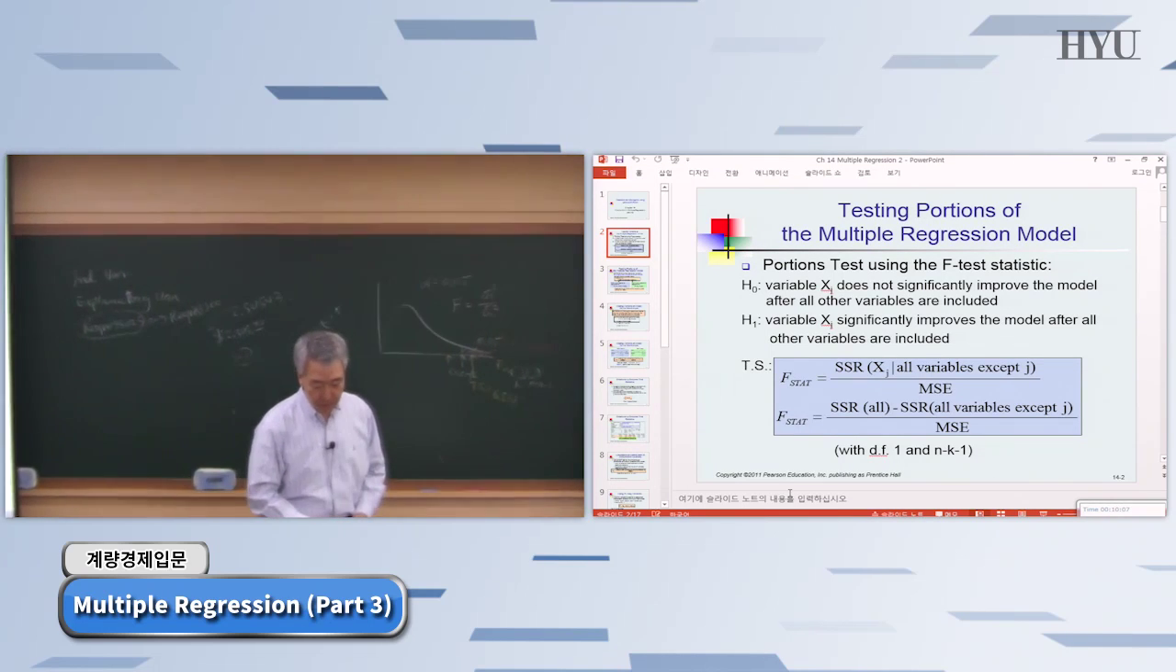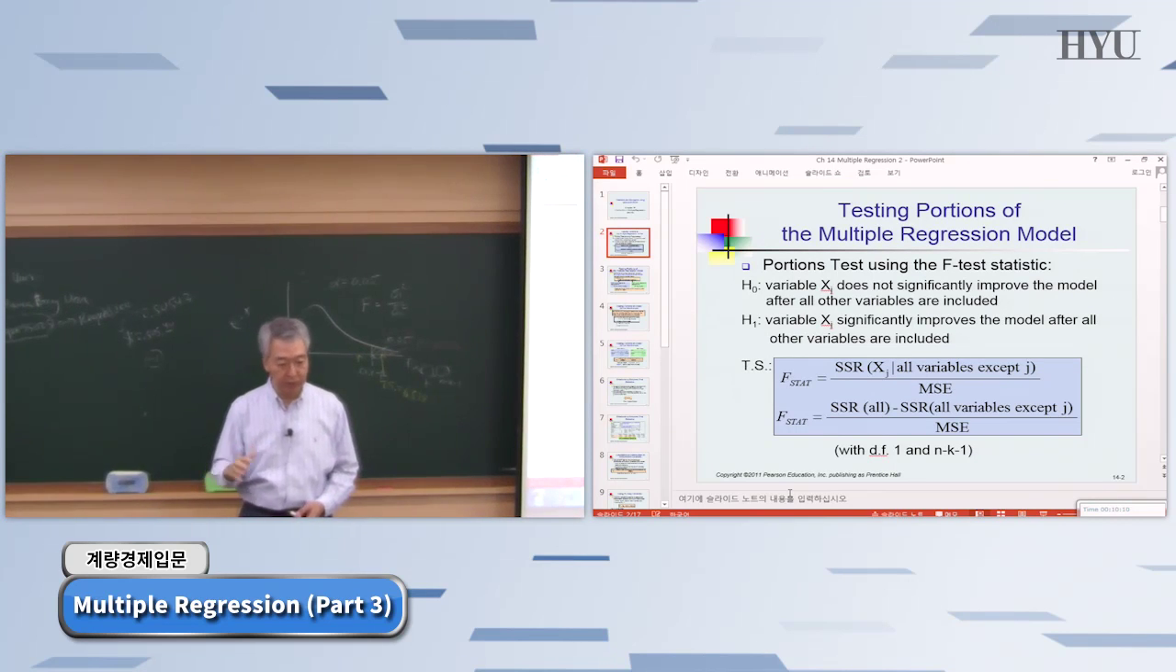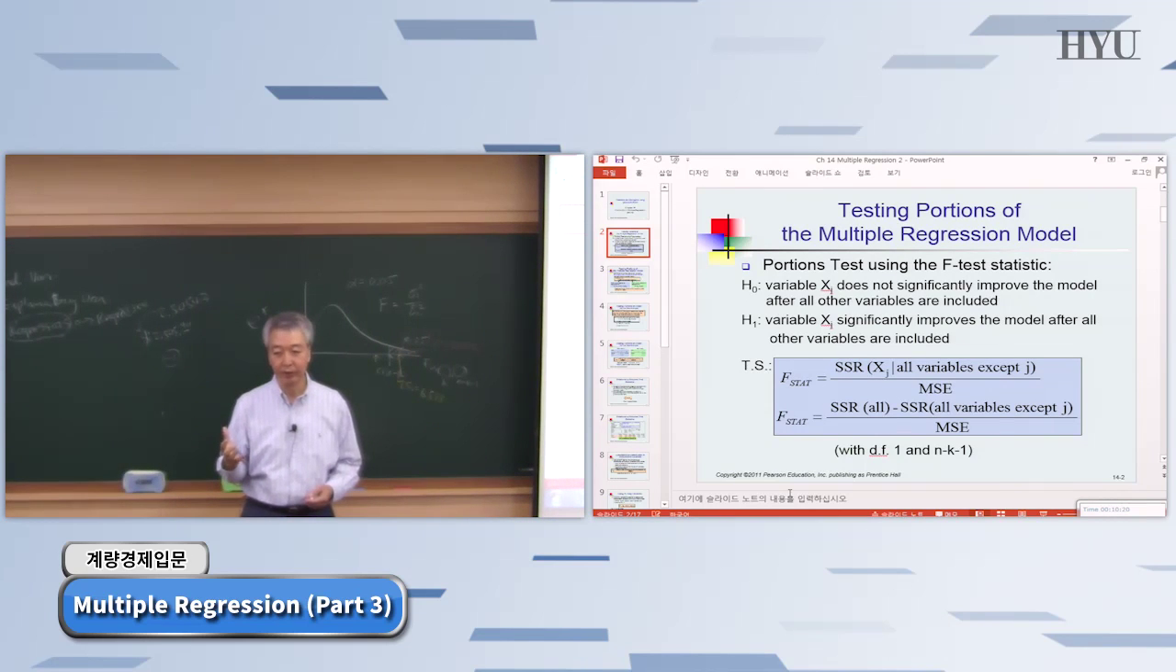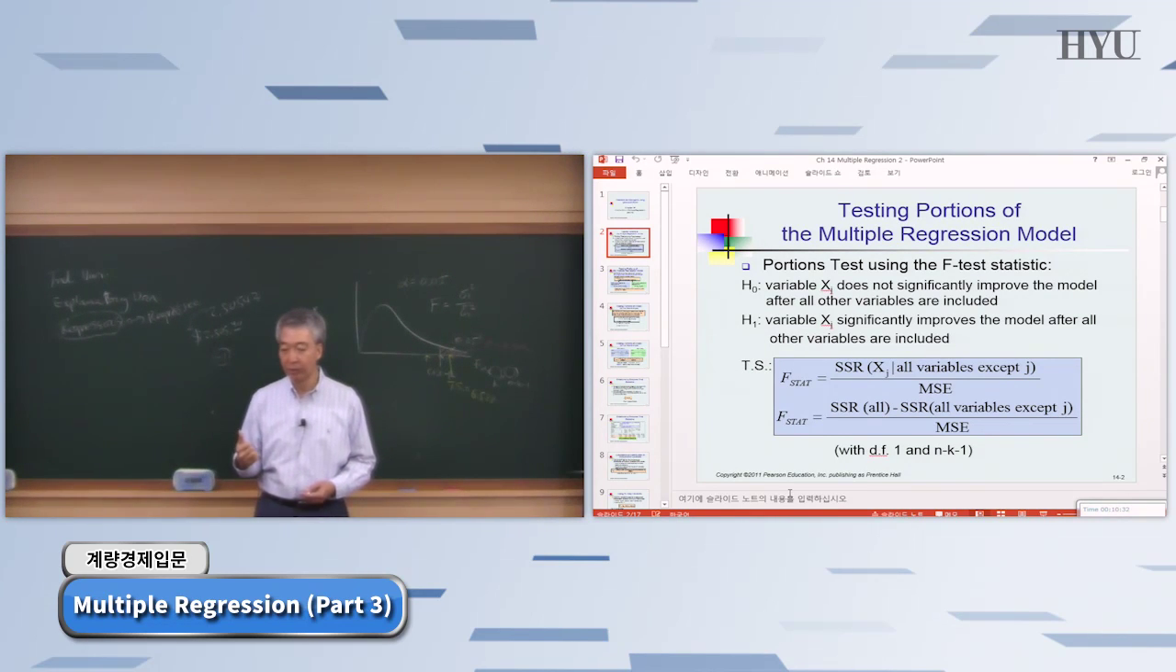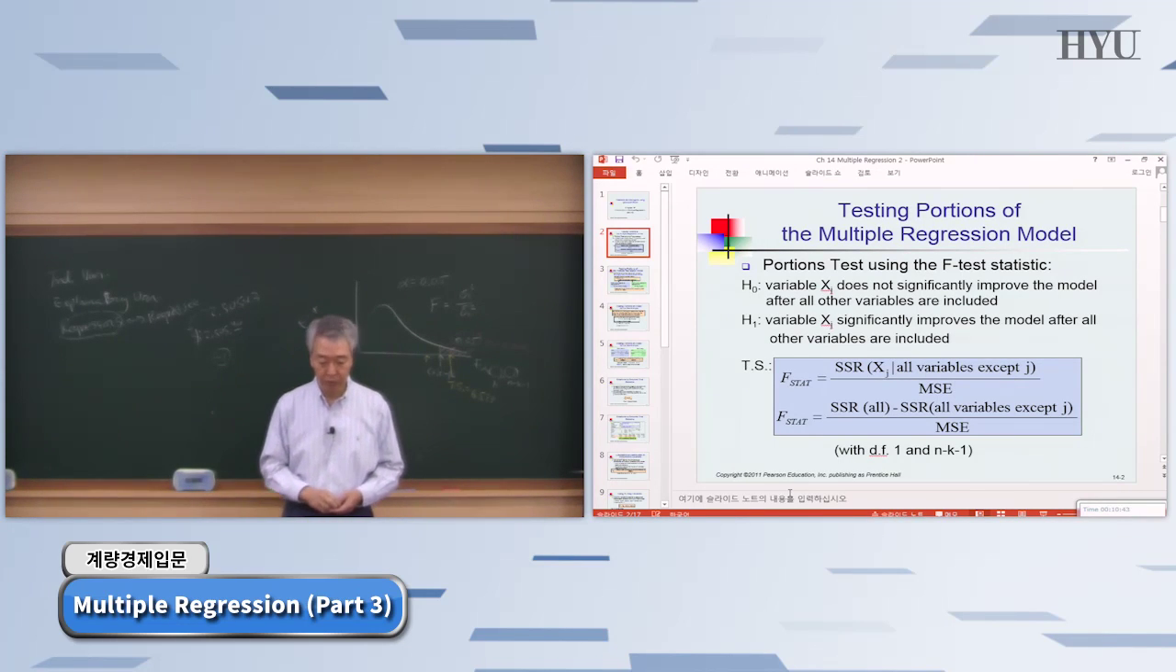So here we have a few variables we consider as explanatory variables. Then sometimes we wonder, we have these 5 independent variables, and in the presence of the other 4, is the last independent variable really important? Does it make a really significant difference in the predicting power of this model? In other words, does it improve this model? That's the question we want to ask here.